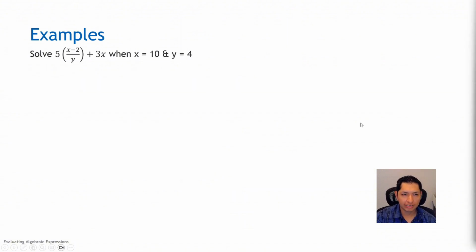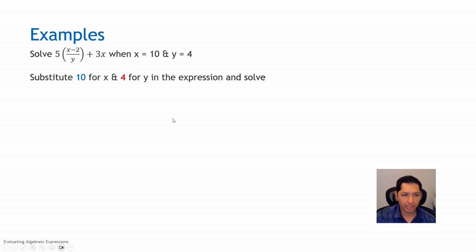Let's look at one last example. Let's say that we are asked to solve 5 times (x minus 2) divided by y, plus 3 times x. Here we are seeing 2 variables in the expression, but we are told what numbers to use for each variable. X is going to be 10 and y is going to be 4. So we follow the same rule. We substitute 10 for every x in the expression and 4 for every y in the expression, and we solve.